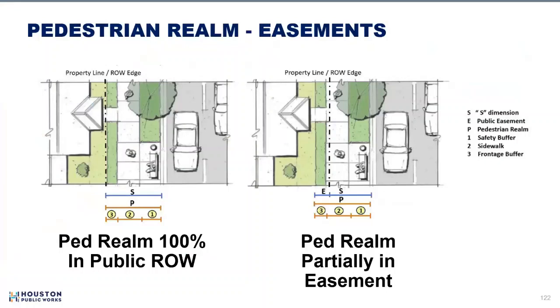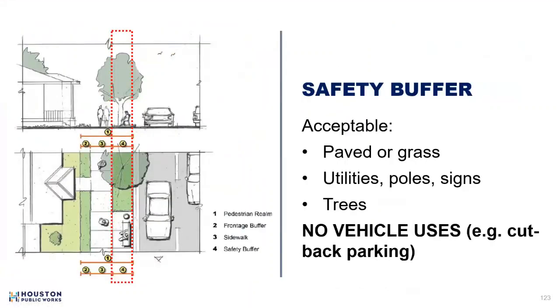But in those cases where our components for pedestrian realm, the sidewalk and the two buffers, are wider than what we have within the S dimension, then the pedestrian realm has to be achieved through some other kind of means, which could include something like a sidewalk easement shown on the right side with an E, or it could be right-of-way dedication or other means. We provide a little bit more guidance about what's acceptable in each of these areas.